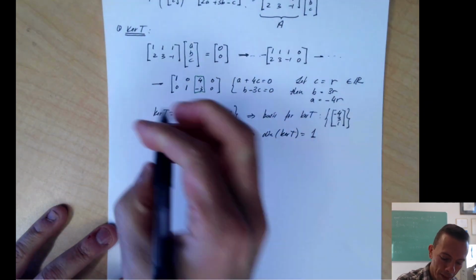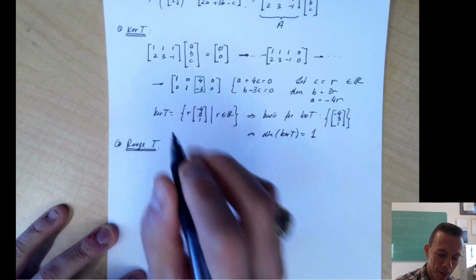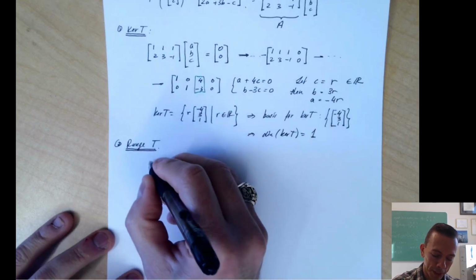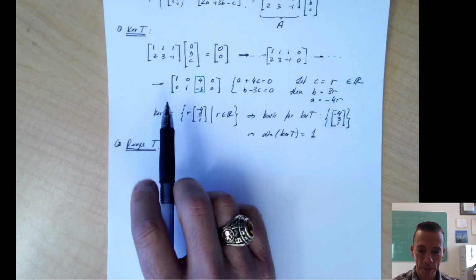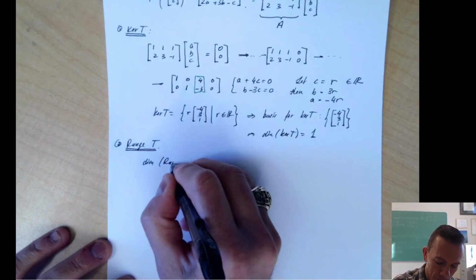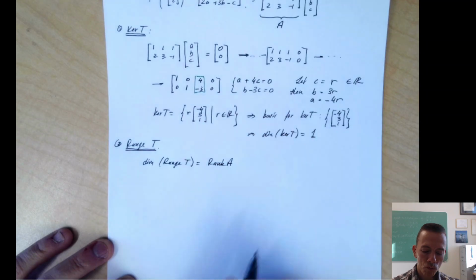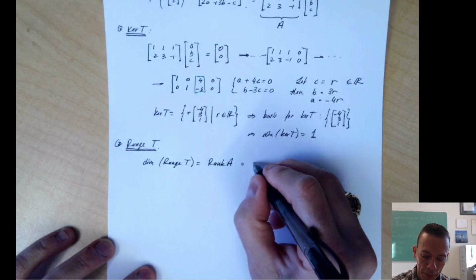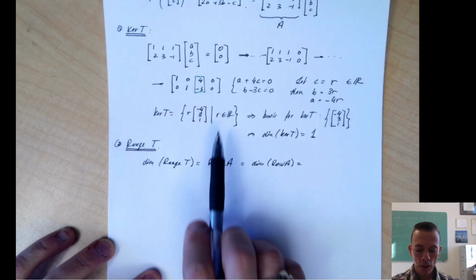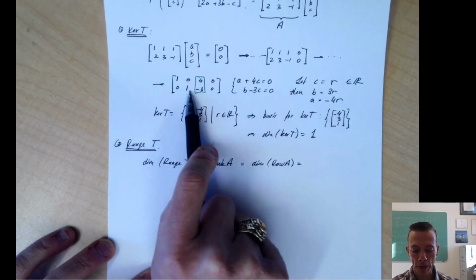So now for the range. So we know that the dimension of the range of T is the rank of A. And the rank of A is the dimension of the column space, but it's also the dimension of the row space, which is equal to 2, the number of columns in the row reduced echelon form of the matrix A that do have a leading 1.